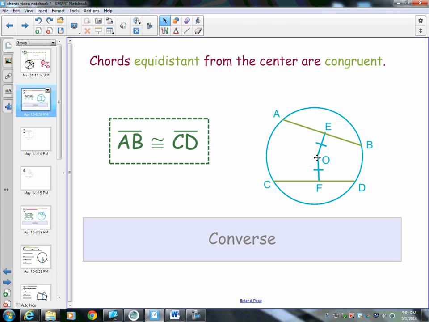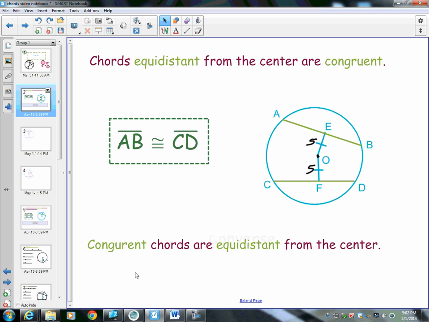If we have the center of the circle, this point O right here, and the distance from the center to each chord, from O to E and from O to F, let's make up a number. Let's say these are both a distance of 5 inches, maybe. If they're both the exact same distance, then the entire chord AB is going to be congruent to the entire chord CD. The entire chords are congruent to each other. We also have the converse of this statement. The converse says that if the chords are congruent, then they have to be equidistant from the center. So you can go backwards also.